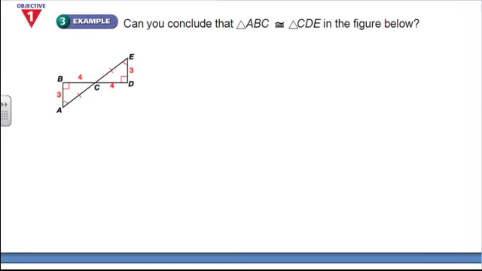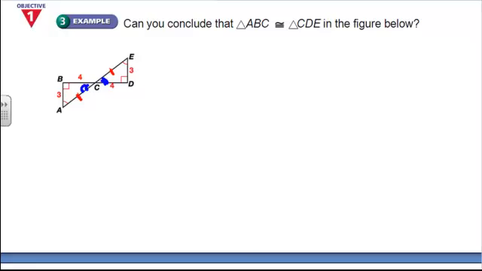Are you able to conclude that these two triangles are congruent in the figure below? Well, don't forget, we have to have all the matching parts equal. So if I'm looking, I got this 3 matches this 3, this 4 matches this 4. I've got this arc mark matching this arc mark, so all the sides are the same. I also know that I have a right angle at B, a right angle at D, and a single arc mark at A, a single arc at E, and I can always mark vertical angles congruent.